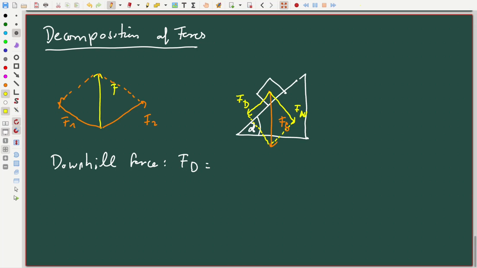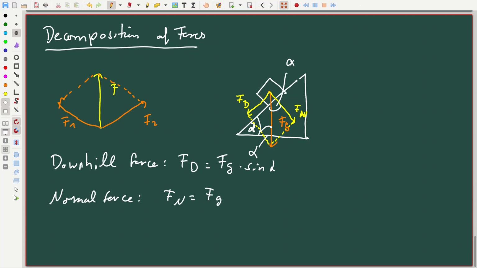And we know that on the sides we have 90-degree angles, which means that our angle alpha is given here and also here. So now in this case we can use trigonometric functions in order to calculate this, and we know that the sine of alpha is given as Fd divided by Fg. So in this case we can write Fd is equal to Fg times sine alpha. And then we also have the normal force Fn, and this is then given as, in the same way, the gravitational force times cosine alpha, the weight of the body times cosine alpha.